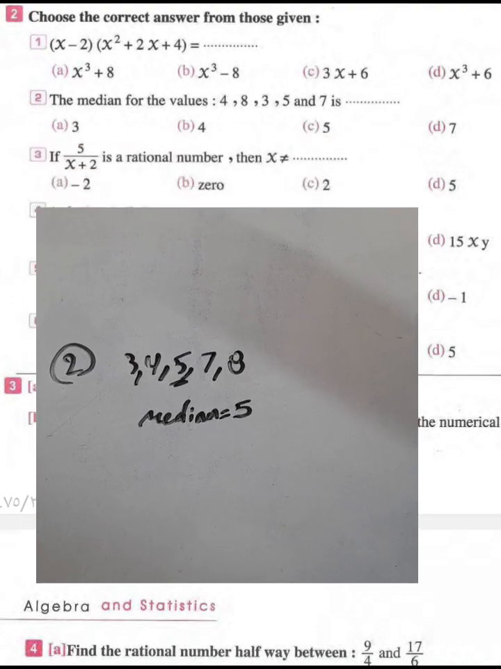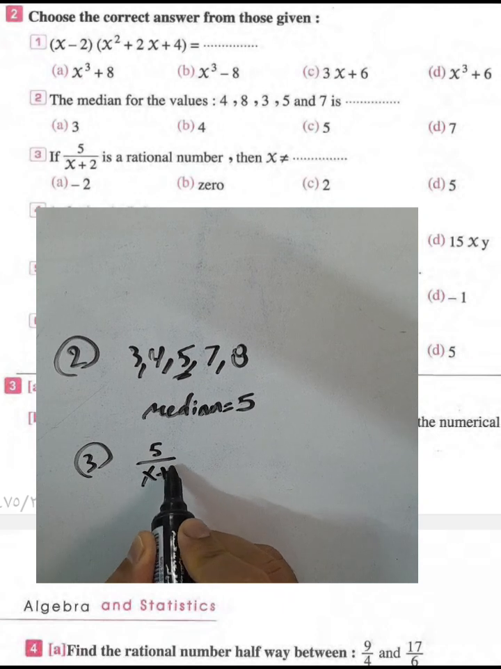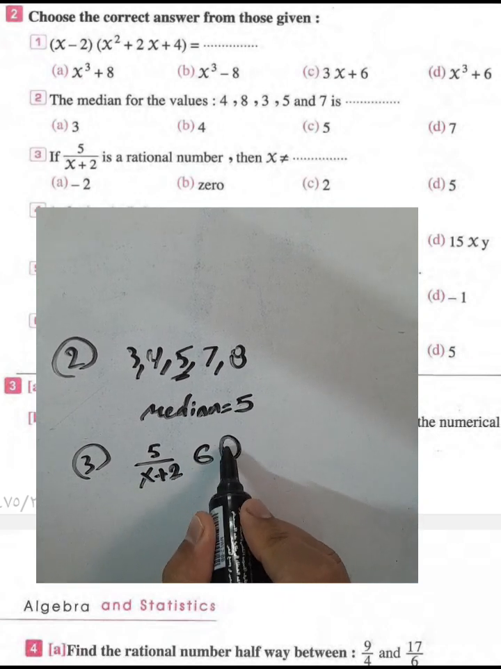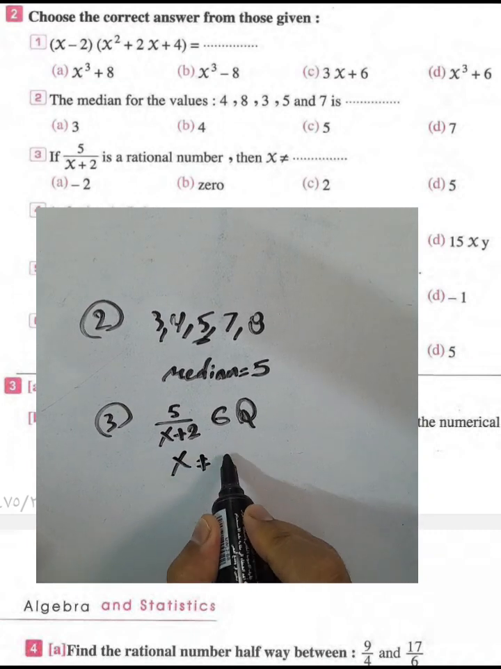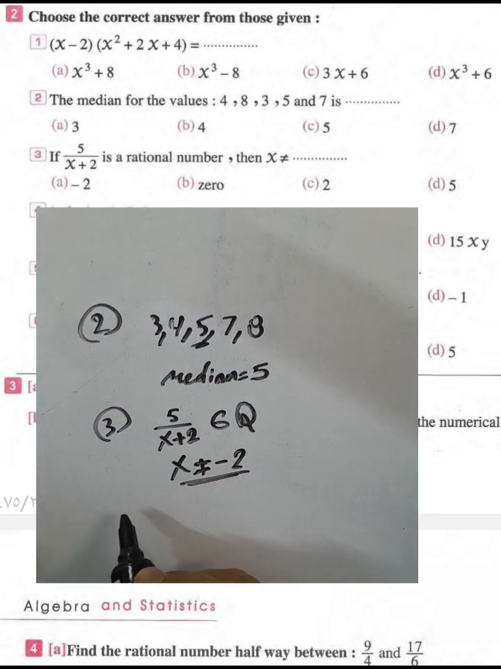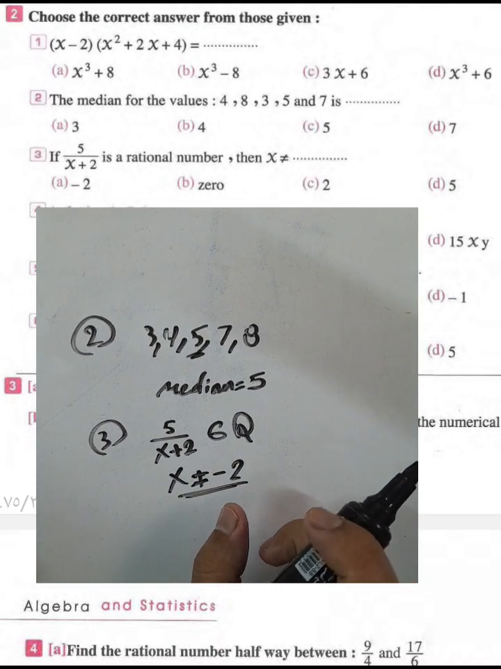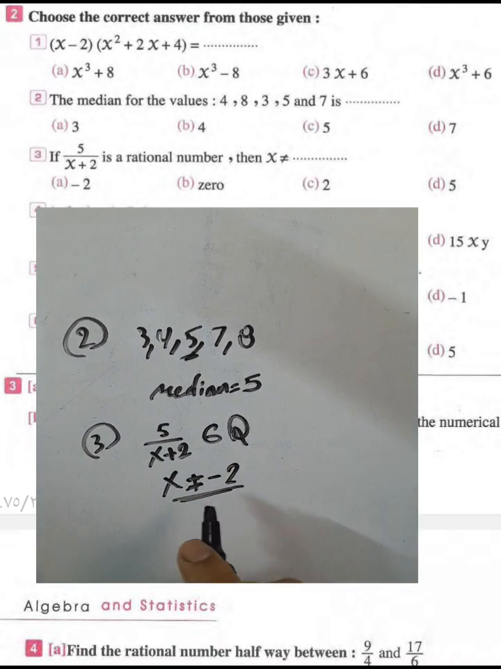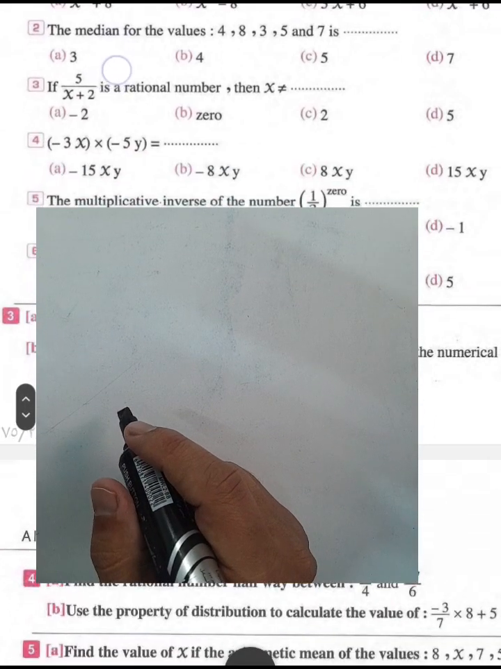Question number 3. If 5 over x plus 2 is a rational number, then x does not equal what? Not equal negative 2, because negative 2 plus 2 equals 0, and any number divided by 0 is undefined. So we must write negative 2 here.